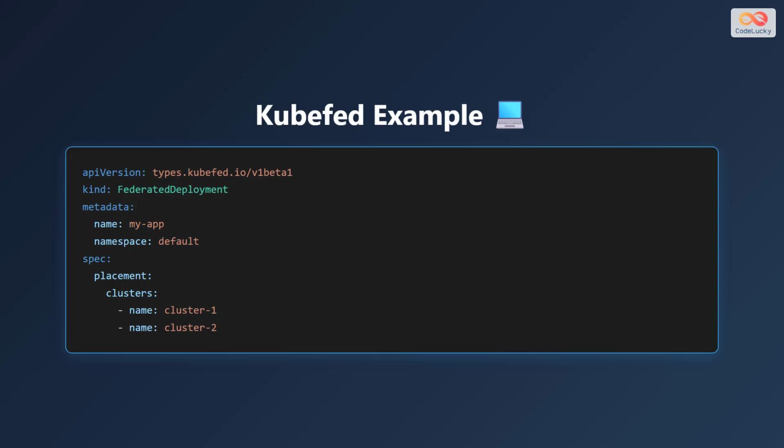The spec section contains a placement field that lists the target clusters. In this example, we're deploying to cluster-1 and cluster-2. When you apply this manifest to the host cluster, Kubefed automatically creates the deployment in both specified clusters, maintaining synchronization across them.